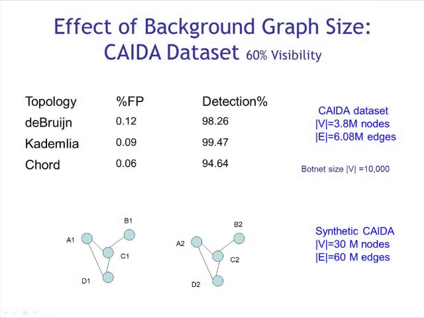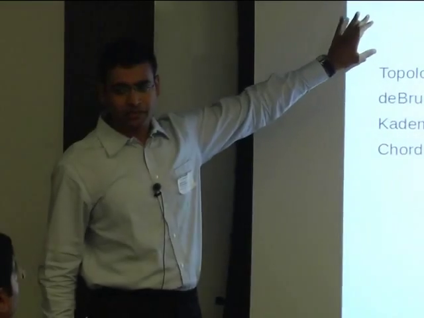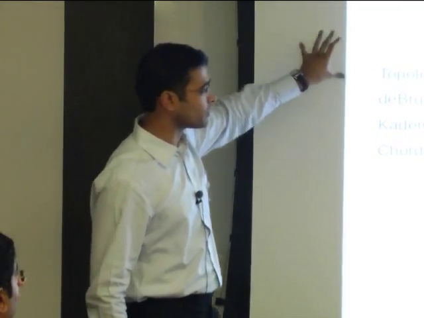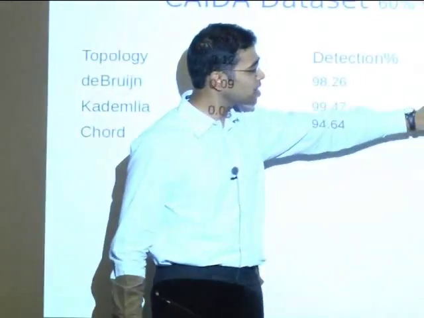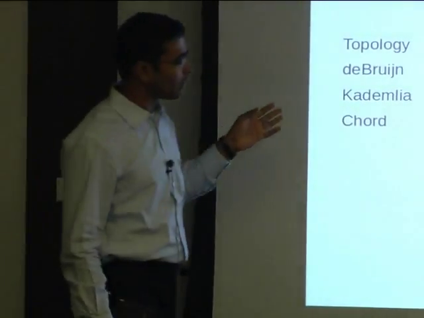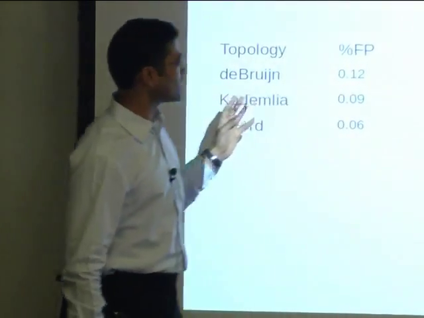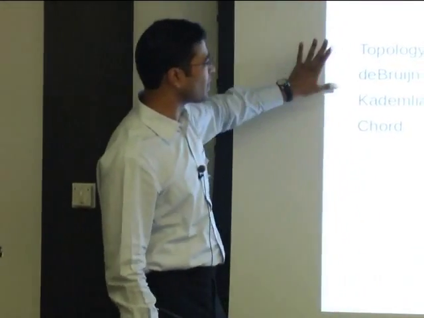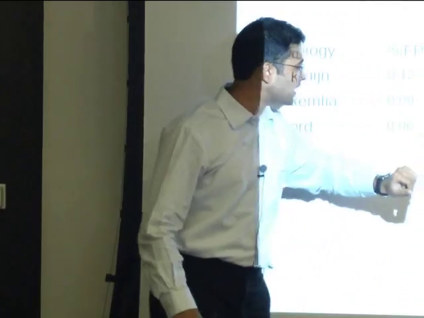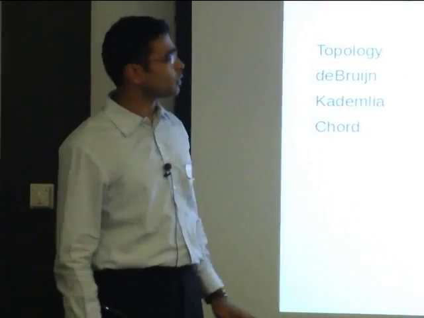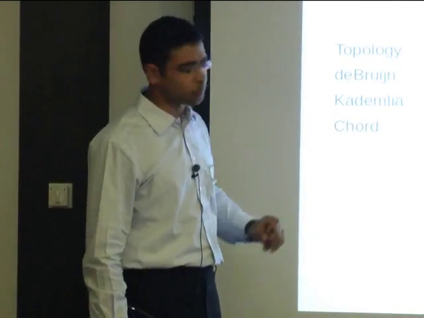So the second one is the effect of background size, which is what you're raising a question about. We got the CAIDA data set, which is much, much larger in size. I don't know how many places it was collected from, but it's much more representative than a small 100,000 node graph. You run the same experiment and get about 98% detection and about 0.12 to 0.06 false positive rates. Fairly manageable false positive rates.